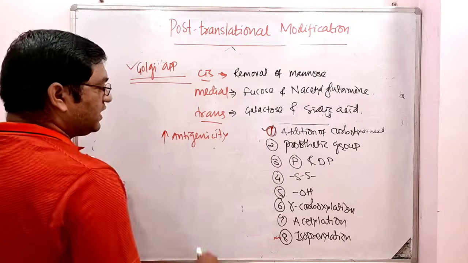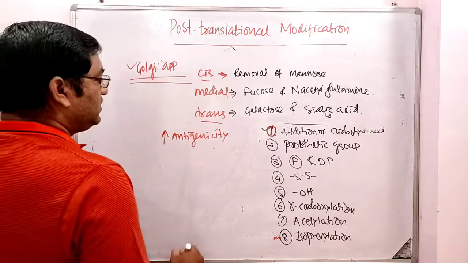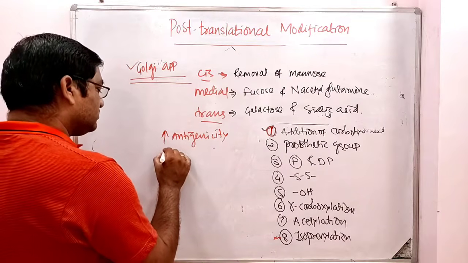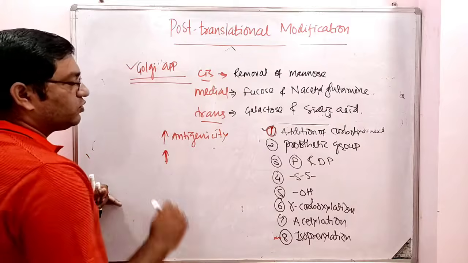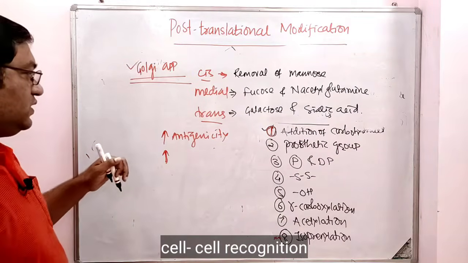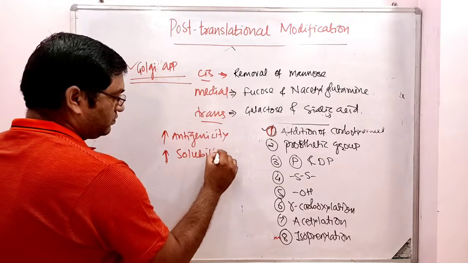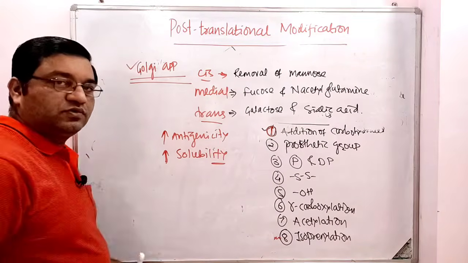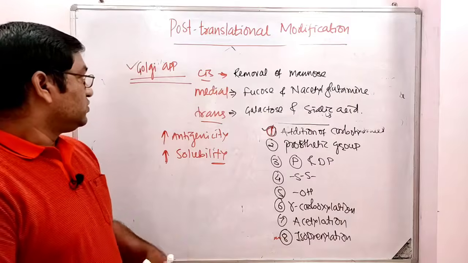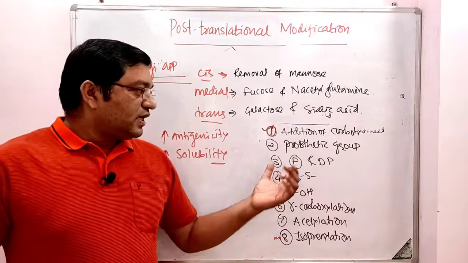It increases the antigenicity, and it increases the function of that protein. It also increases the solubility of that protein. So this is addition of carbohydrate.